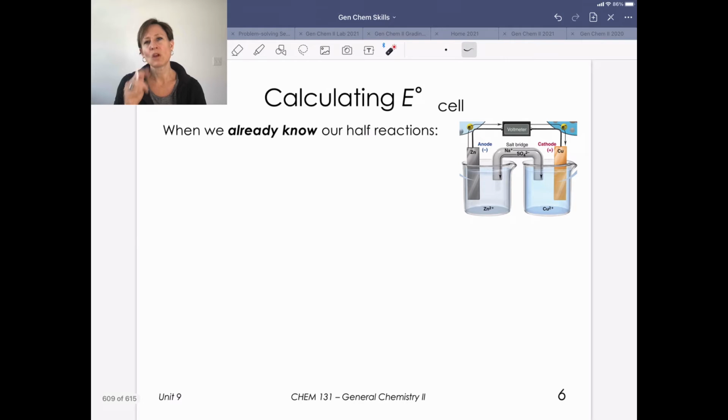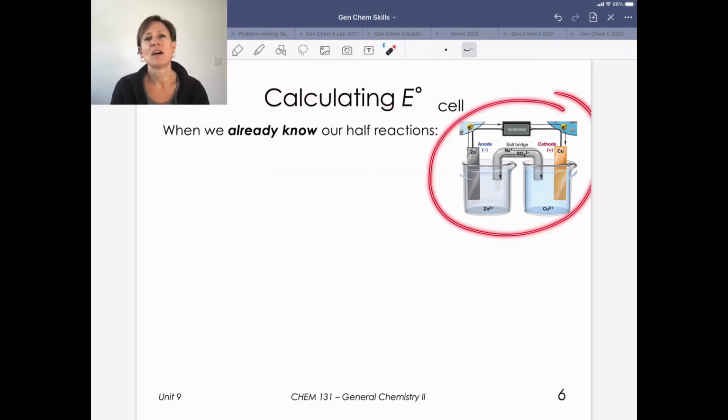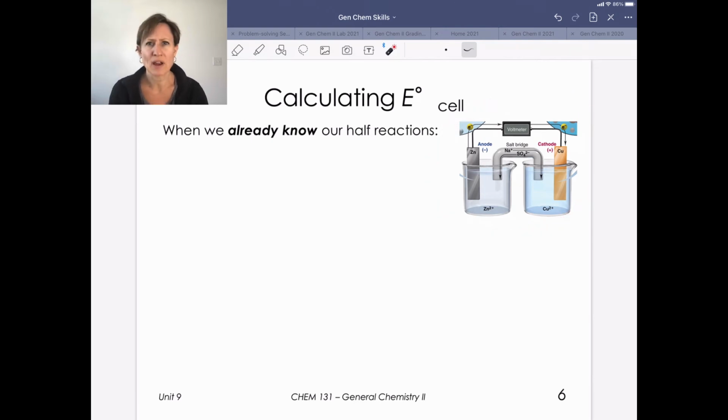Okay, so a couple of problems we're going to work through here. We're going to calculate Ecell in a system where we already know our half reactions. So maybe you're given a voltaic cell, or you've diagrammed a voltaic cell, or you're given shorthand notation. So you know what's on the left, you know that's the anode, you know that's where oxidation occurs. So maybe you have some information that's already known. Let's go through and calculate Ecell for this process.